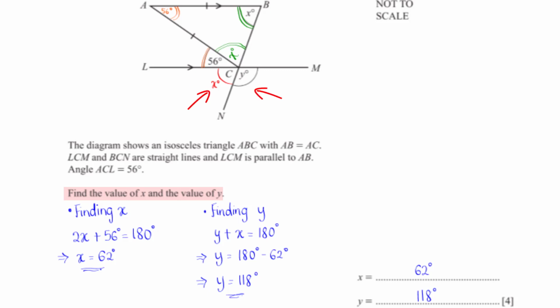Angles on a straight line add up to 180 degrees, and so x plus y is equal to 180. We've already found the value of x as 62 degrees, and so y is equal to 180 degrees minus 62 degrees. This gives us the final value of y as 118 degrees.